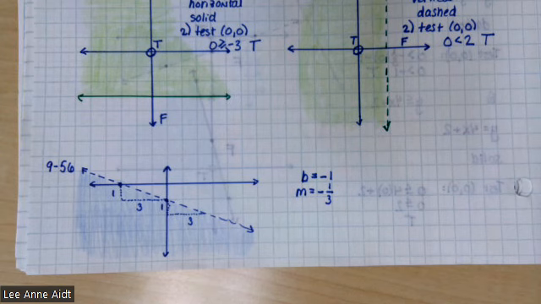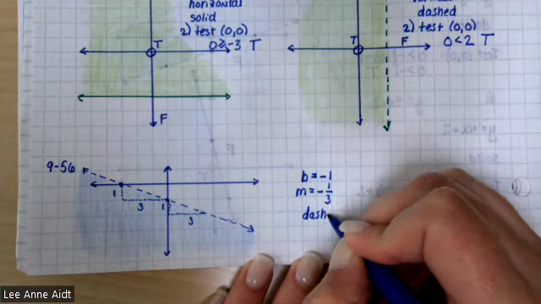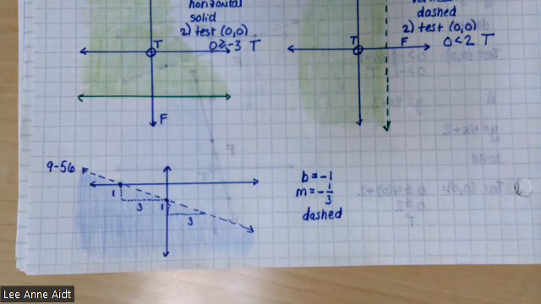Okay, next question. Is it solid or dashed? Dashed. And is the shading less than or greater than? Just in your gut, does it tell you the shading's less than or greater than? So below or above? Below, so less than.